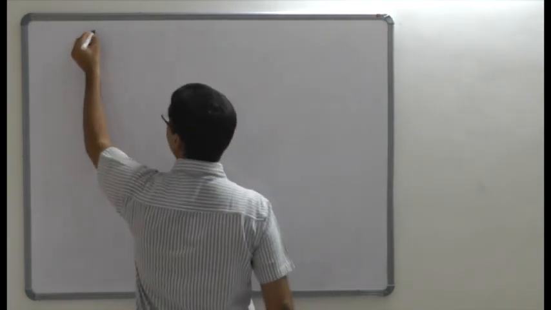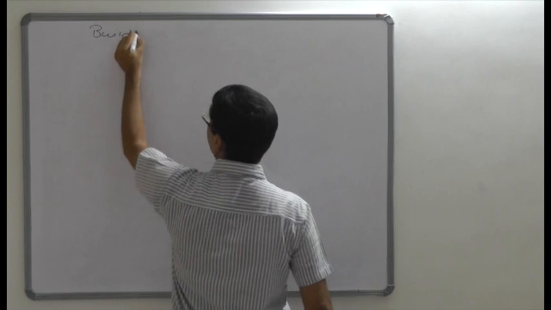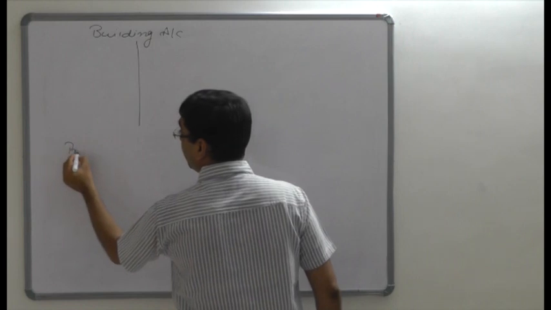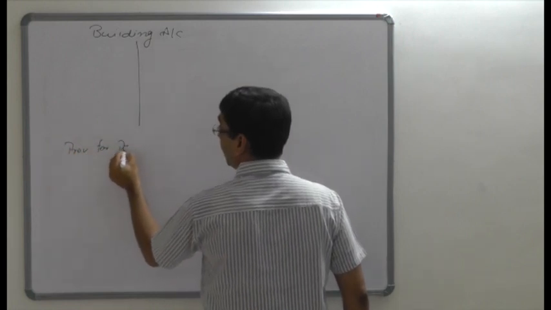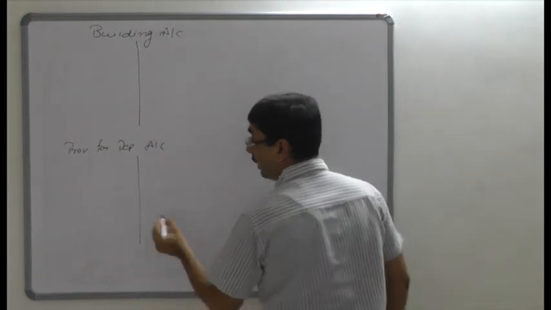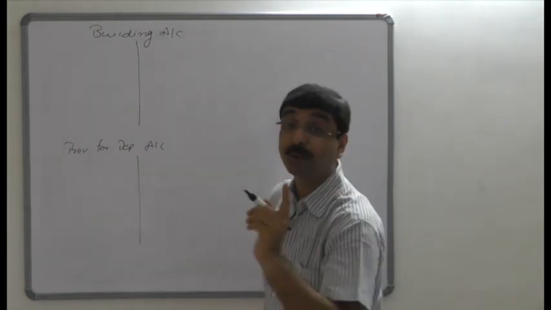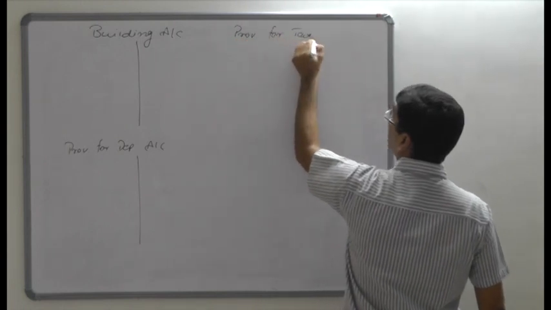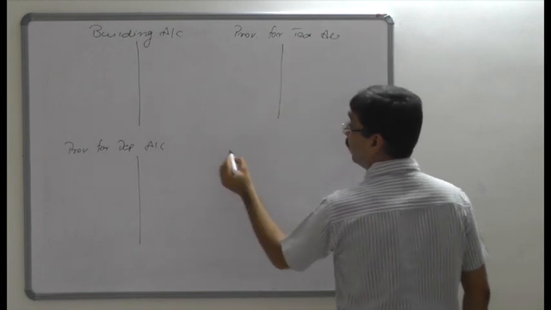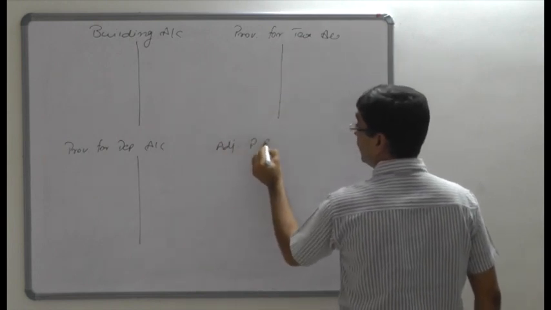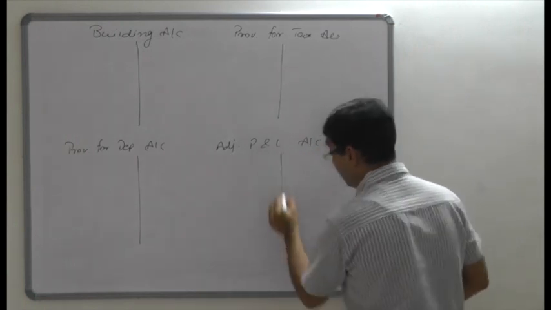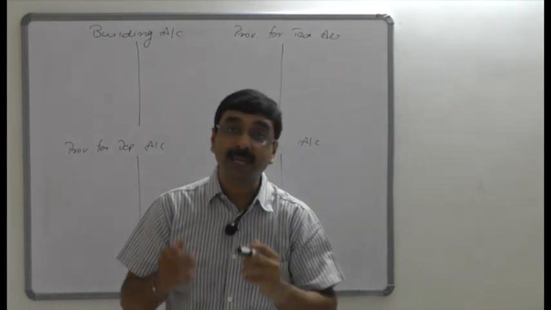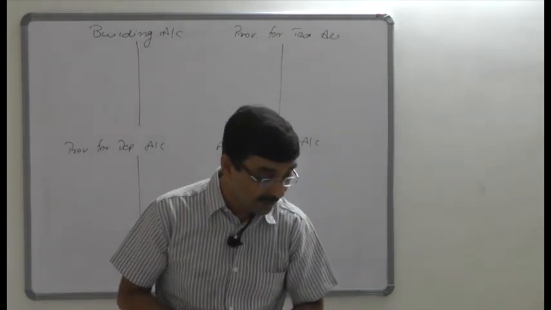One is the building account, because we have information on depreciation in the building account. Then the provision for depreciation account. Then the provision for taxation account. And one more, that is the adjusted profit and loss account. So these are the four accounts which we are going to prepare. And from these four accounts, let's begin by recording all the opening and closing balances of the respective accounts.